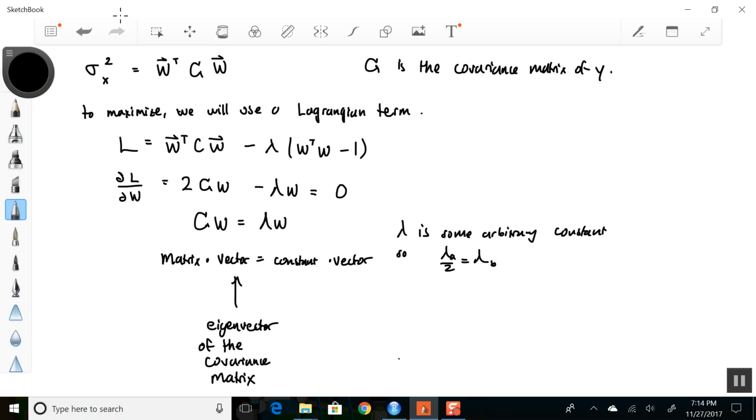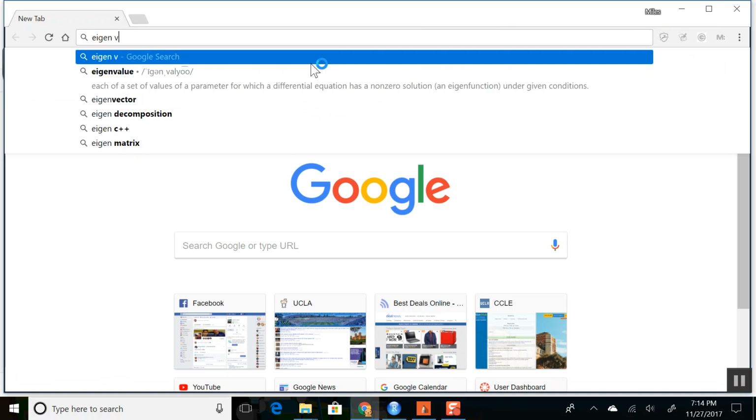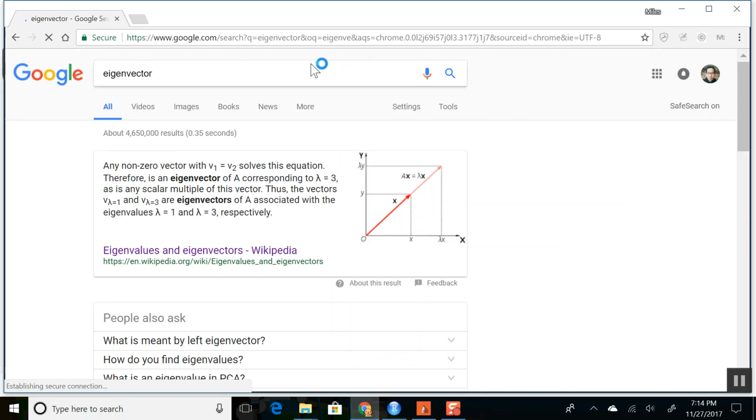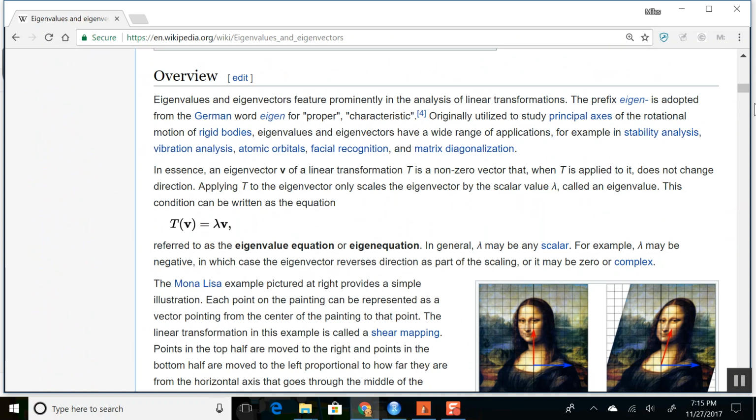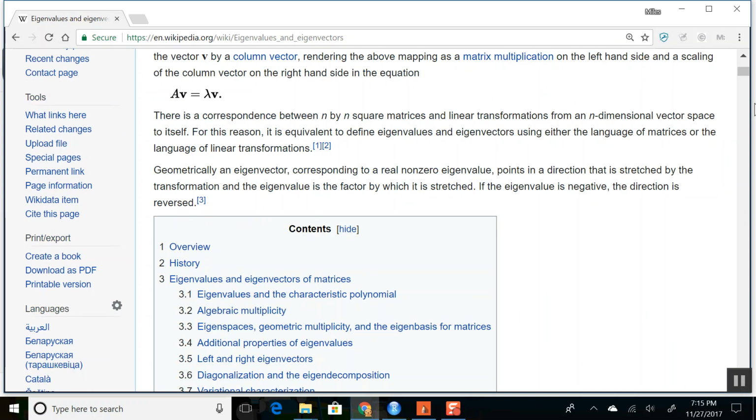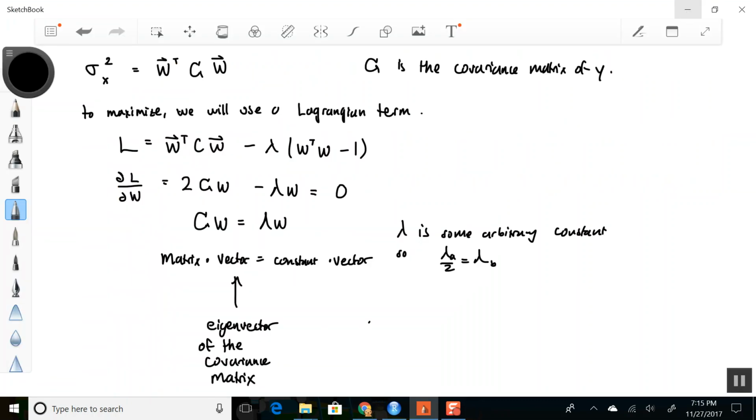If you look up the definition of an eigenvector, it will probably be something like: the matrix A times vector V is equal to lambda times V. So this is your matrix, this is your eigenvector, and the lambda is an eigenvalue times the eigenvector.